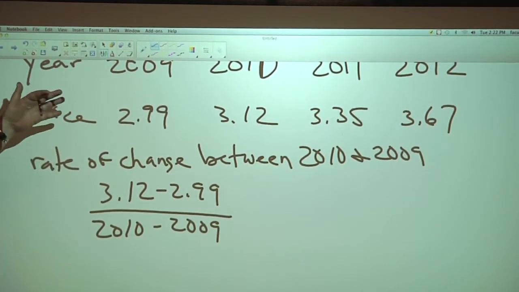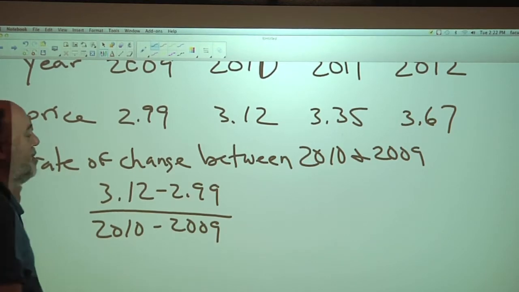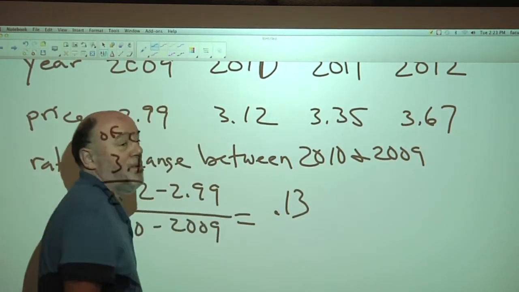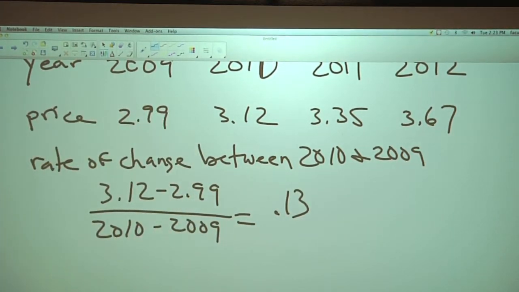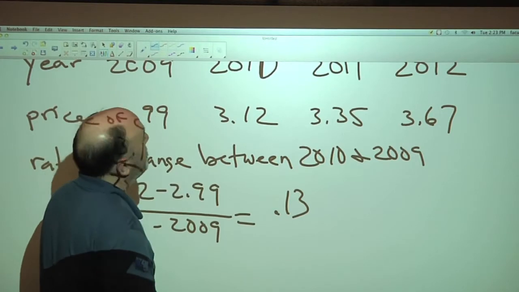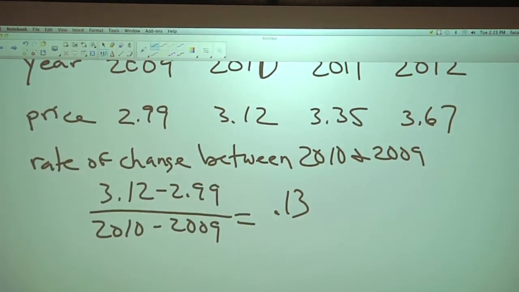So the top number will be what? 13, the bottom number is just going to be 1, right? So it went up 13 cents in a year. That's what that tells you, okay? 13 cents in 1 year is my rate of increase. Okay? How about if I wanted it in terms of 2009 and 2012? What's the rate of change?